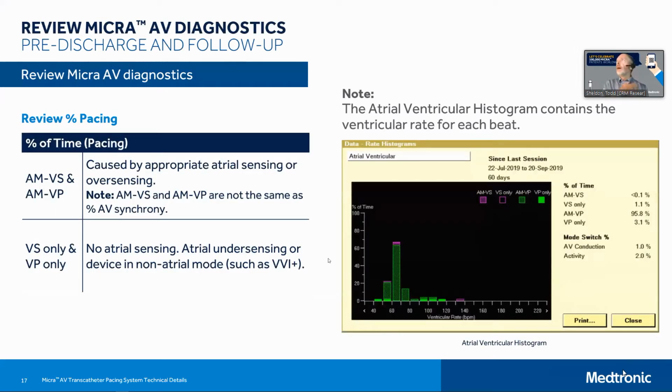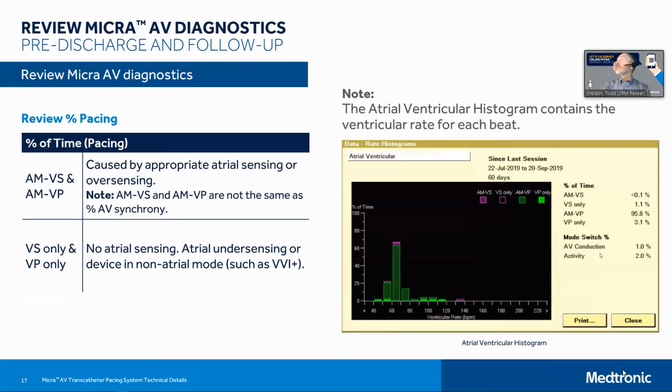We also have some sequence counters that can give you an idea of your AV synchrony. You can look at the atrial ventricular histogram and see how many of these cycles were AM V-sense, V-sense only, or AM VP. AM VP is a pretty good surrogate for how good the AV synchrony is. Sometimes you can have some oversensing, overestimating the value, but in general, if you don't have any oversensing, it's a pretty good surrogate for how good your AV synchrony is.